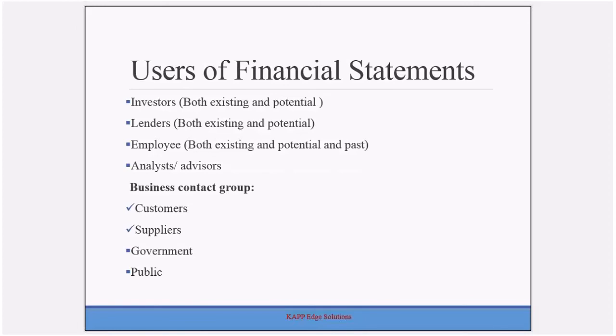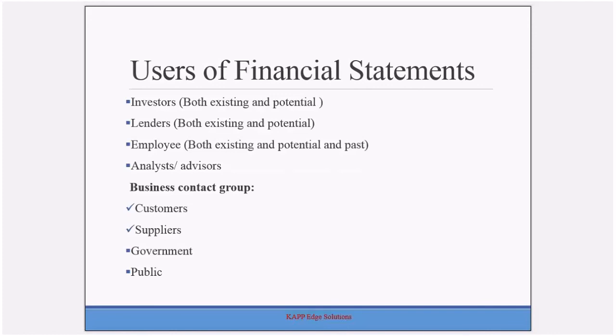Lenders who are giving loans to the business will be pretty much interested in knowing what is happening in the company. Then come employees. It could be both existing, potential, and past. Analysts and advisors definitely need the financial information of the business to advise the company. So they are equally interested in the financial information. There are certain business contact groups which are very much interested in financial statements, such as customers, suppliers, government, public, or society.